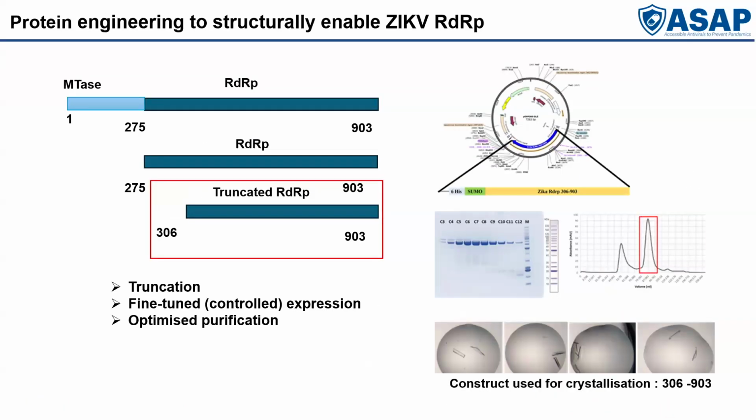Now, when we started working on Zika virus RDRP, it turned out that the sample preparation phase was quite challenging. RDRP was a very hard protein to work with. We had to do many rounds of cloning with different levels of truncations, fine-tuned controlled expression trials, and also a protocol that has been more or less optimized at every stage of its purification to get good protein, which gave robust crystals which diffracted well and could be readily used for high throughput fragment screening.